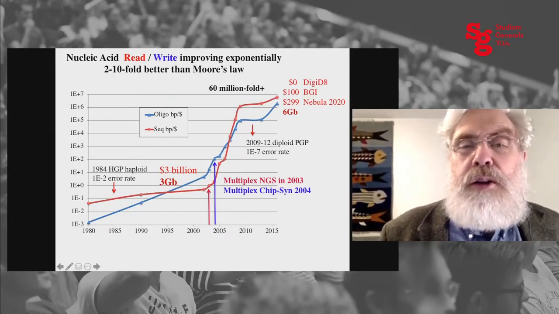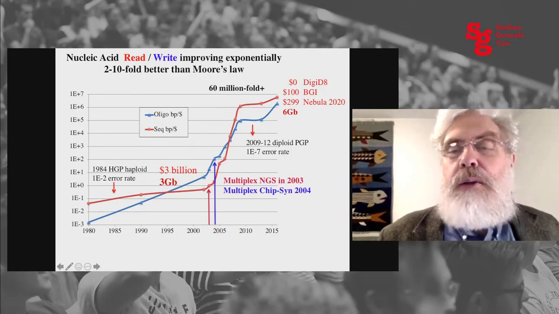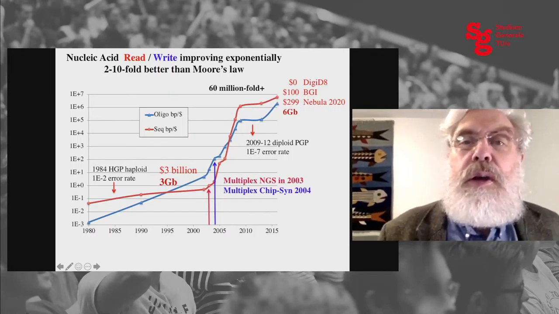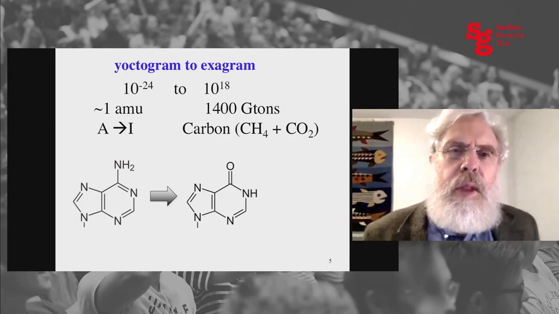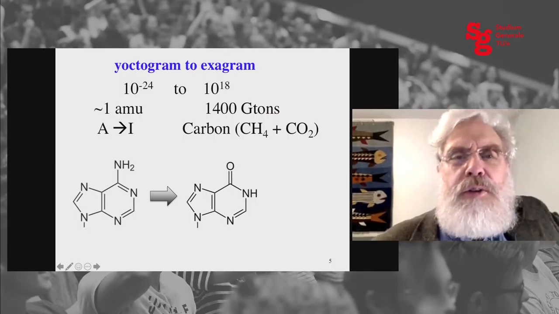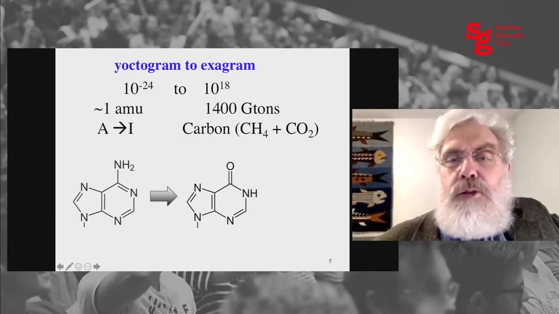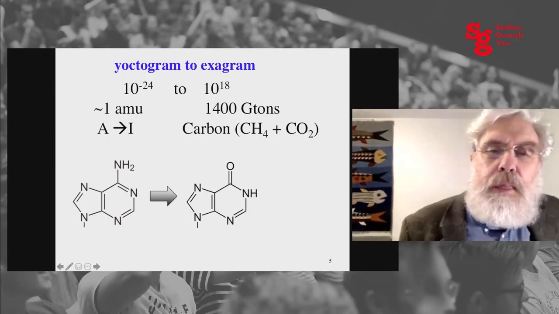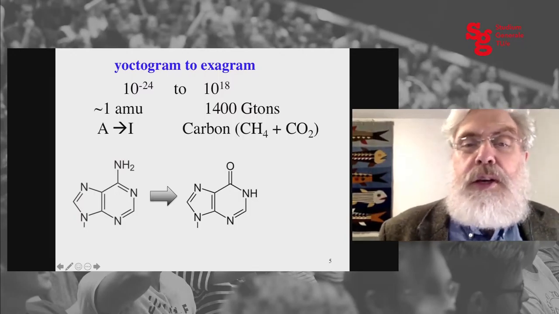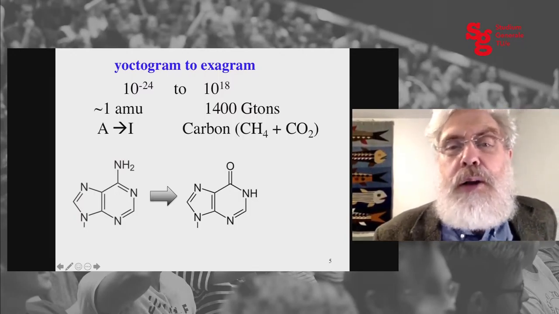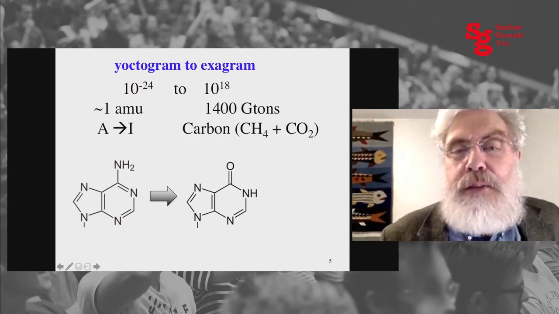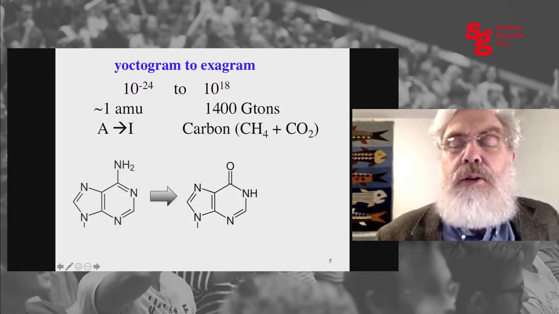we had a poor quality $3 billion genome around 2004. We now have very high clinical grade genomes for about $300 and coming down to 100. So what do we mean by this single proton, this yoctogram change? When we change a nitrogen to an oxygen, or an NH2 to a keto group on an A, it changes it to something that looks like a G and base pairs like a G. So that one proton equivalent, that one atomic mass unit, has a huge change in the functionality of an A as it changes to an I or a G.